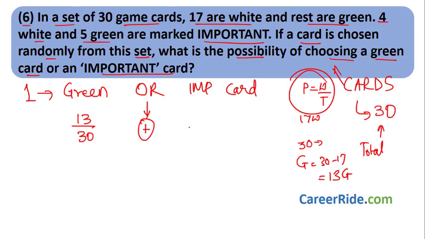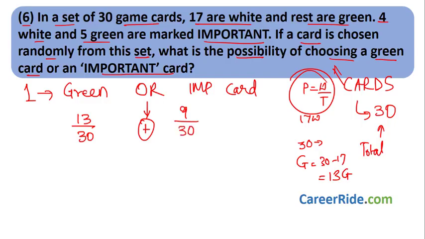How many cards are marked important? 4 white and 5 green cards are marked important. That means total 4 plus 5 is 9. 9 cards are marked important. I want an important card, so 9 possibilities are there. 9 choices divided by total cards, 30.